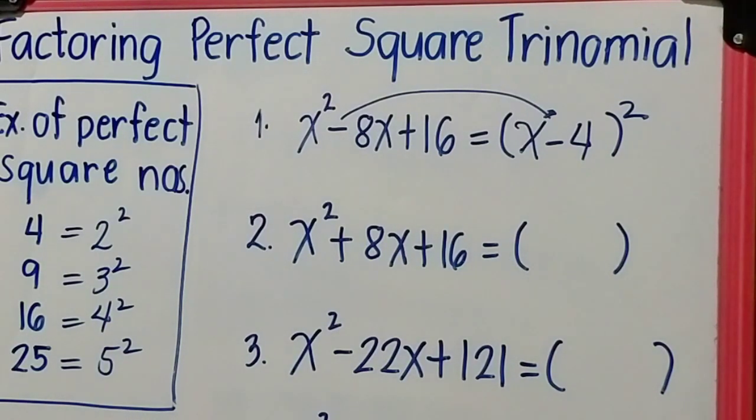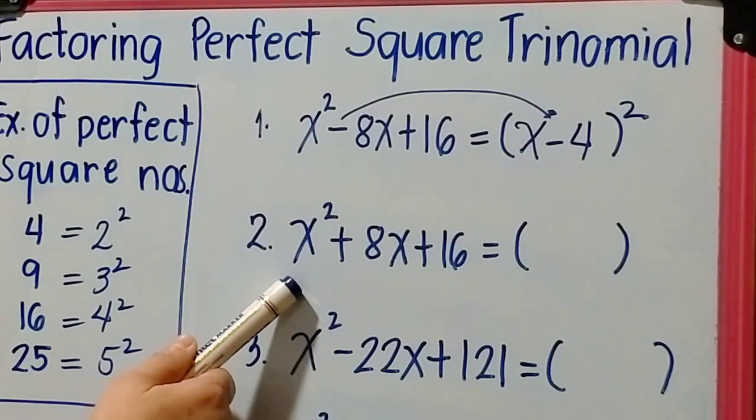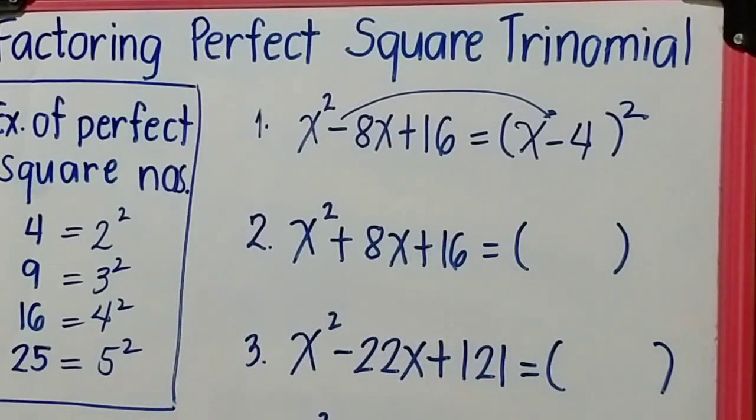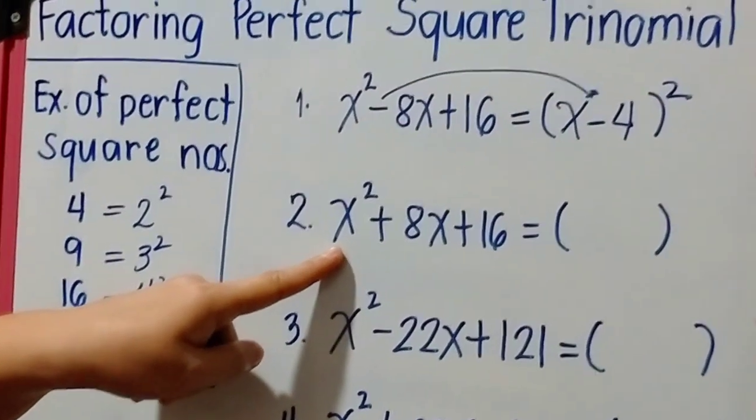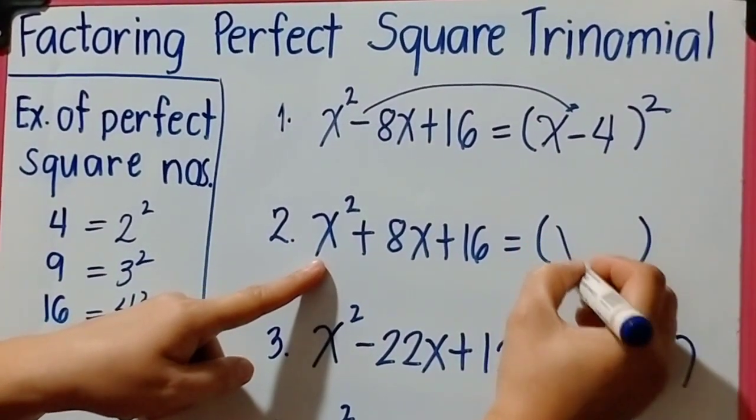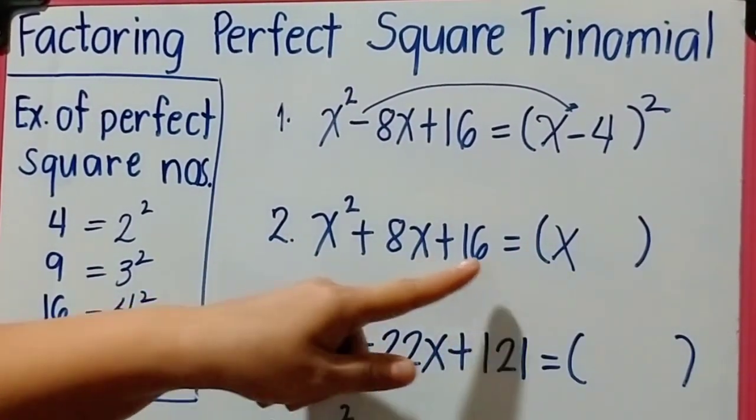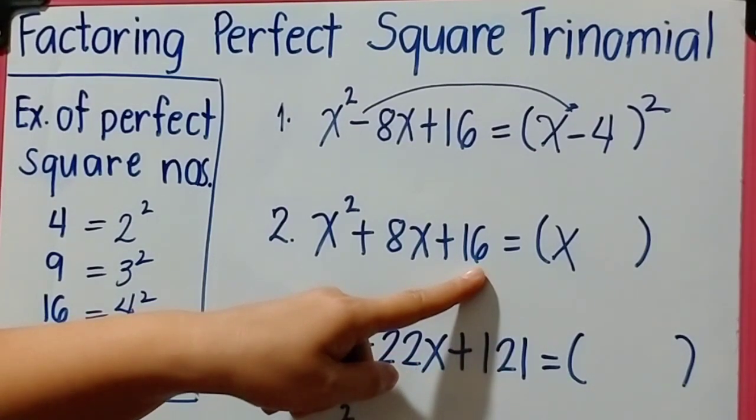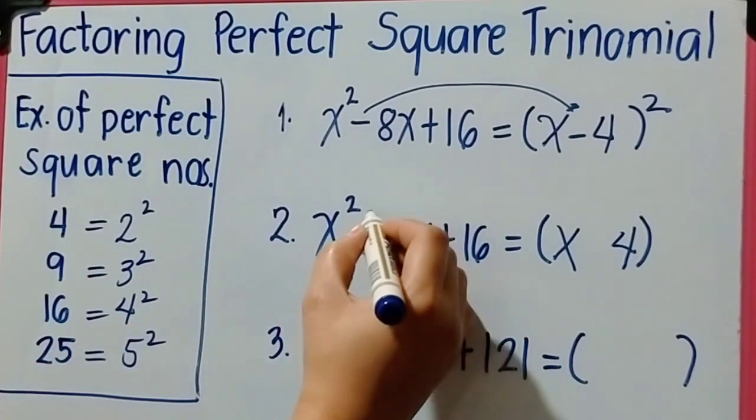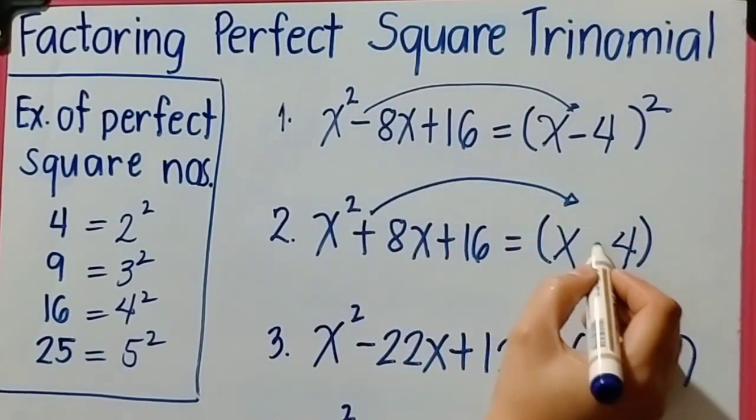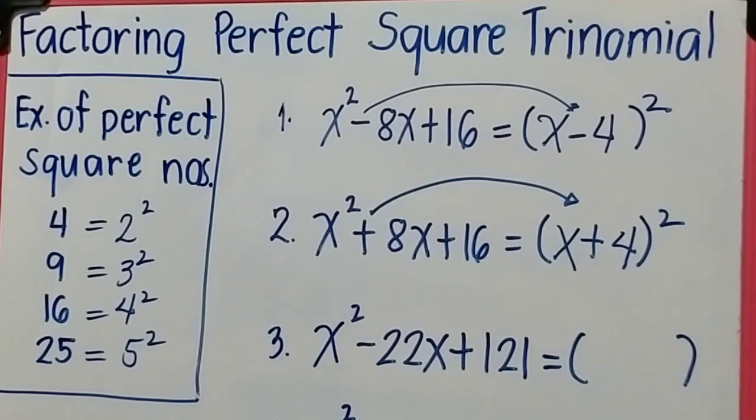Next, let us factor x squared plus 8x plus 16. Again, we will just get the square root of the first term, x squared. The square root of x squared is x. Next, get the square root of the constant term or the last term. Square root of 16 is 4. And we will copy the sign of the middle term. Then square it. So the factor will be the quantity x plus 4 squared.